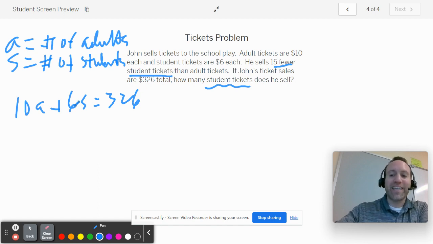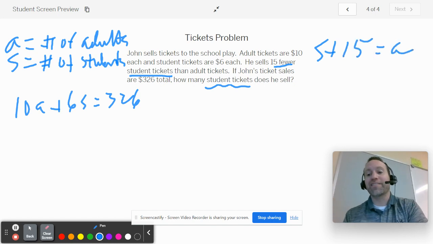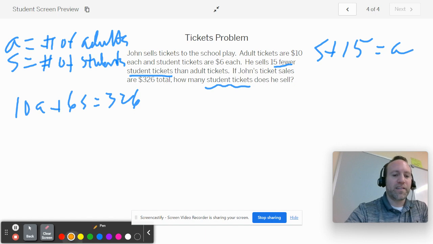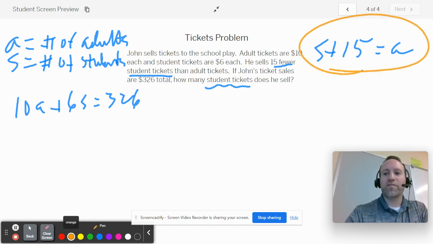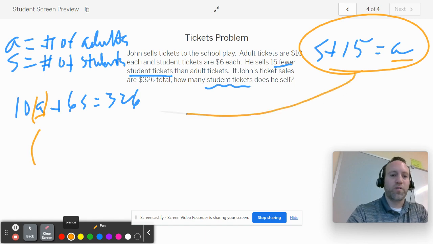So I need to add 15 to the number of student tickets to get my number of adult tickets. You could also think of it as, if you take 15 off the number of adult tickets, it's the same thing as your number of student tickets. I always generally think in terms of addition. So that means I can take this, and since that's what A is equal to, I can replace the A down there with that. Just remember, when you substitute, use parentheses. It goes around that variable, and what it's equal to goes inside the parentheses.